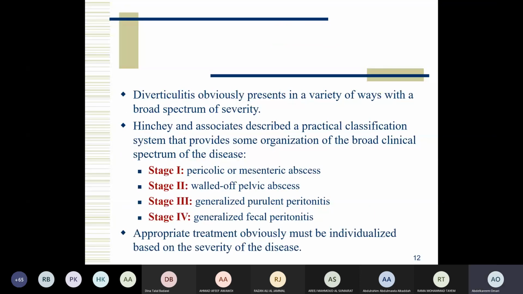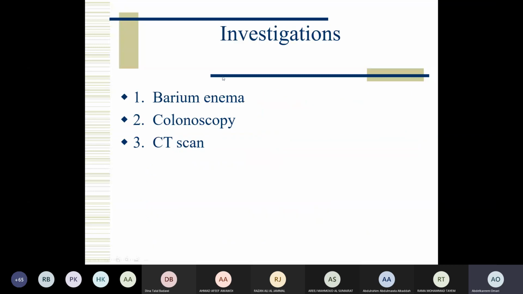The investigation, guys: we do barium enema, colonoscope and CT scan. Barium enema, or barium or any radiological opaque material, we put it in the rectum and we watch it in the fluoroscope. The first picture we get is that the barium enters the pouch, but it will not enter a pouch that is closed from inside. So we realize that the patient has diverticulosis, and maybe one of them is getting blocked and inflamed.